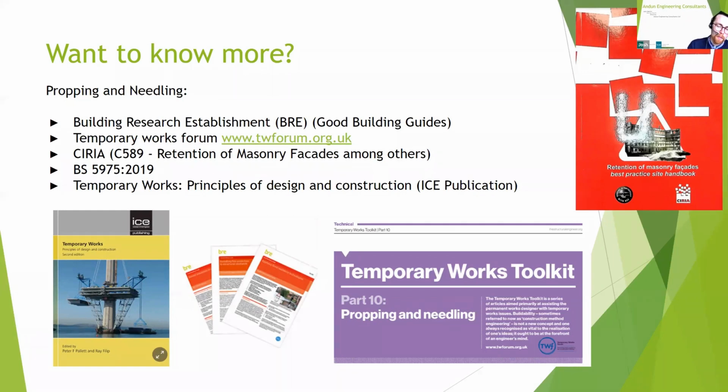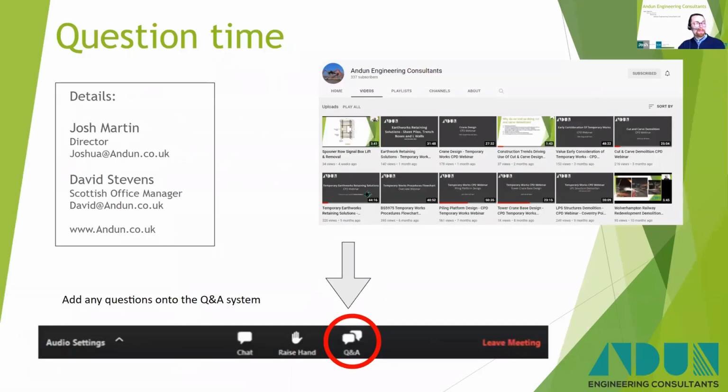deflection criteria. And if your opening is going to be something quite bigger, like the one with the PFC sandwiched between the walls, that was more of a facade retention really. So that's if you're going a bit bigger. The Temporary Works Toolkit, part 10, covers the propping and needling. That's a great document and just covers the nuts and bolts of temporary works associated with propping and needling. So that's definitely worth a read. And that will then lead us on to question time.